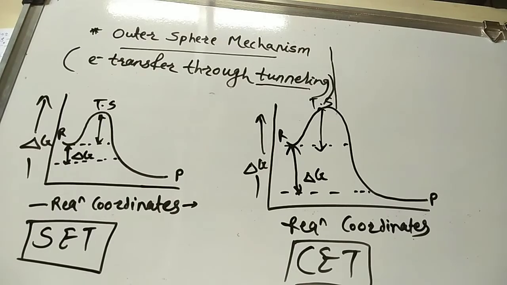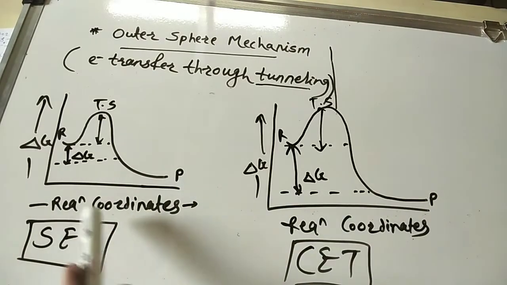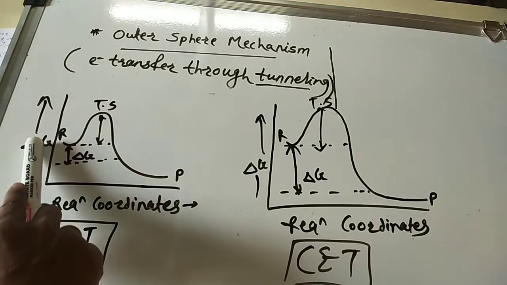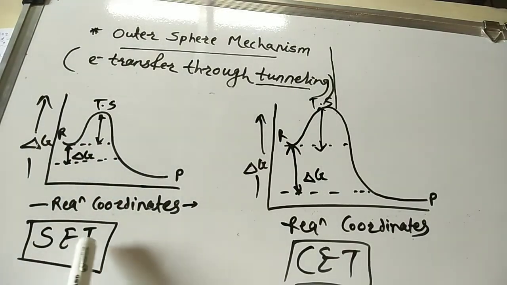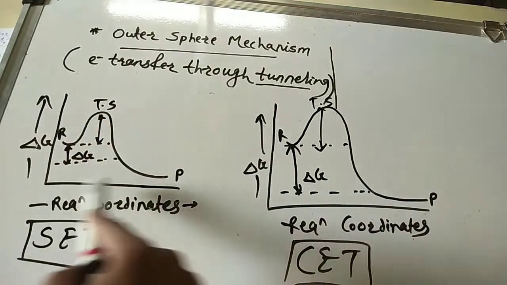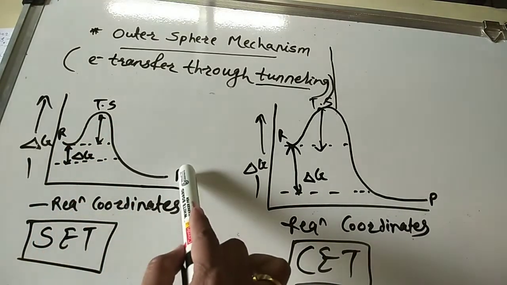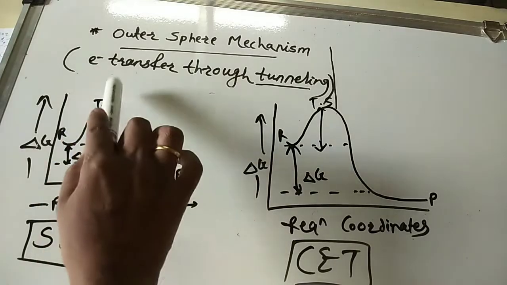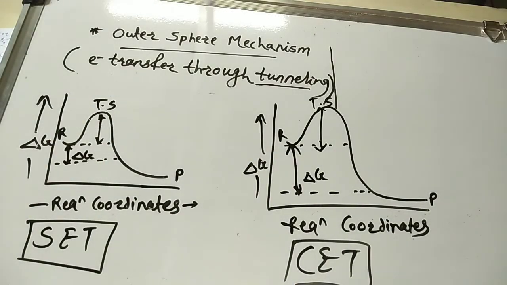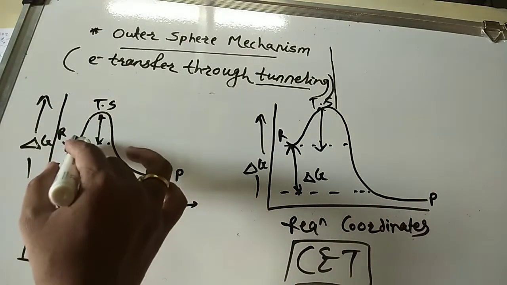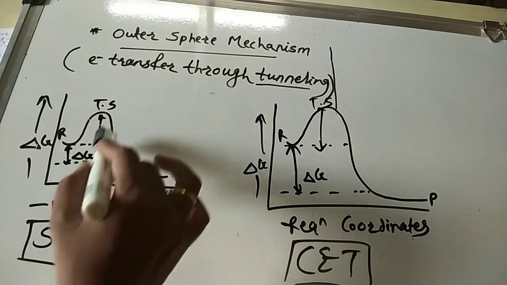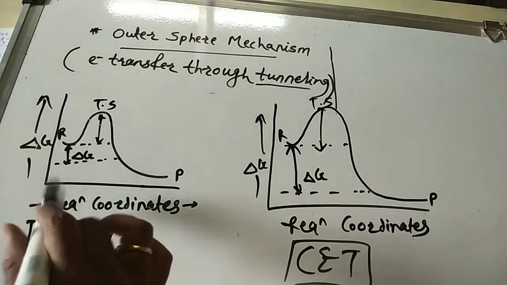So we study the plot of reaction coordinate versus delta G for the self electron transfer reaction. In this particular graph, we see that a reactant is converted into a product via a transition state. See here, in this particular case, the delta G difference is very small while the activation energy is maximum.